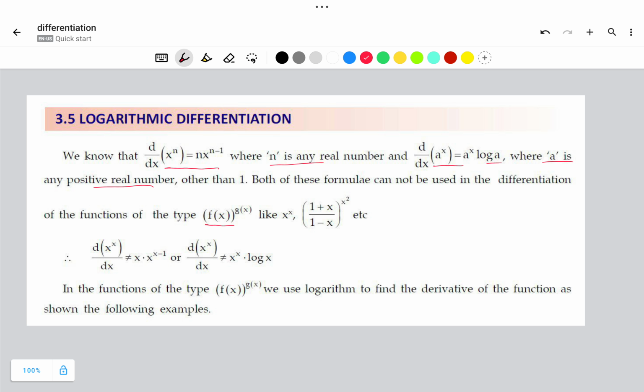Like if f of x is raised to the power g of x, like x to the power x, where x is to the power of the same function of x. Here we can't directly apply this formula, like x to the power x minus 1, or similarly x to the power x log x. So these are not valid here. In such cases, we use logarithms first and then we solve these particular questions.